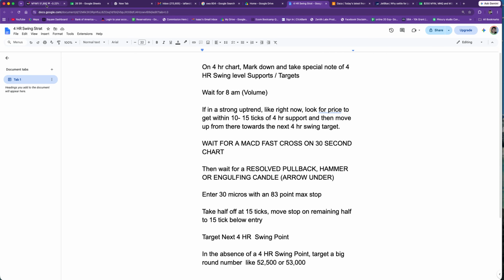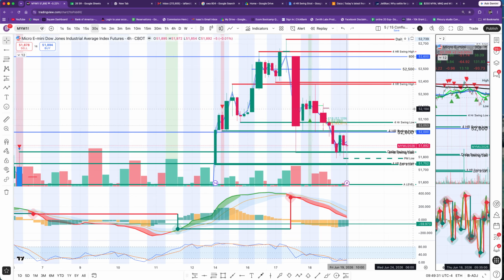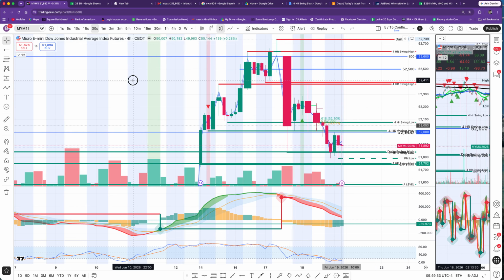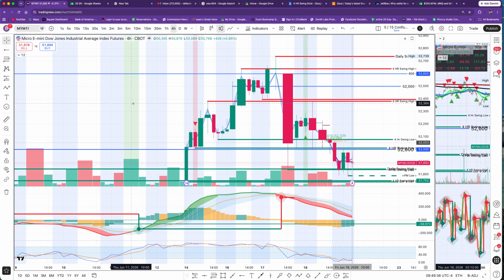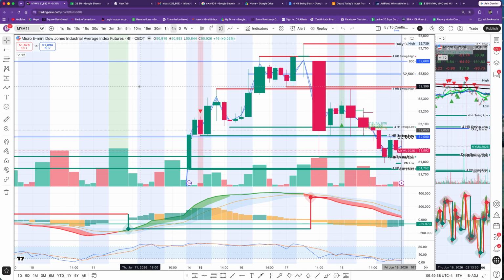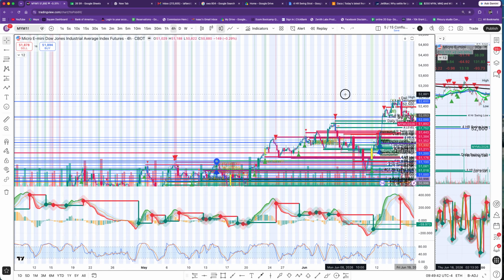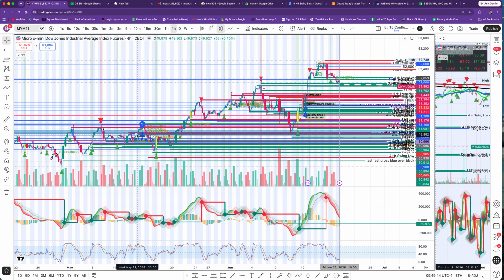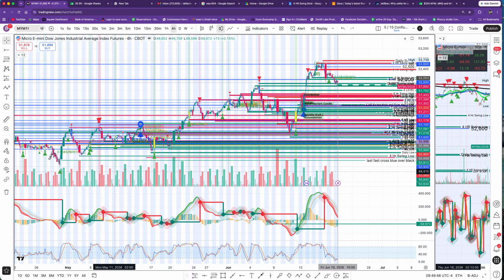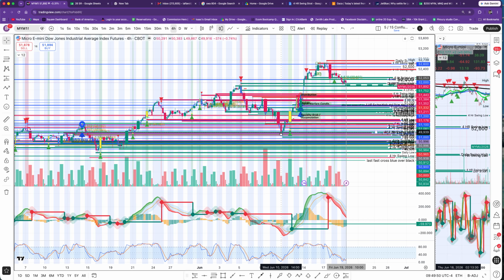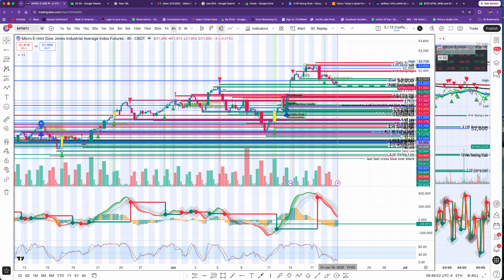All right, so let's take a look at a 4-hour chart here. This is a 4-hour chart of the MYM, micro YM Dow 30 futures contract. And as you can see, in the last several weeks, May and June, we've been on a pretty good uptrend. And some pullbacks here, but overall, we've been on the upswing.